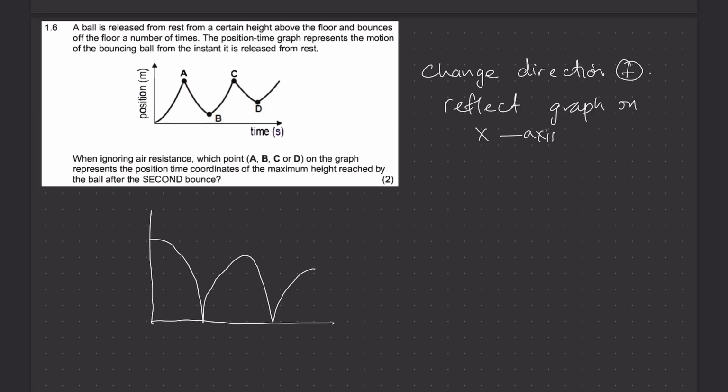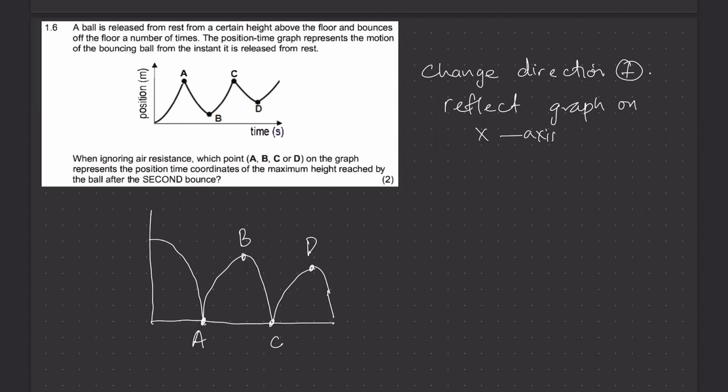This is going to be point A. That's going to be point C. That's going to be point B. That's going to be point D. So now it's easier to interpret because now it's following the trajectory. You can kind of picture the motion of this object.